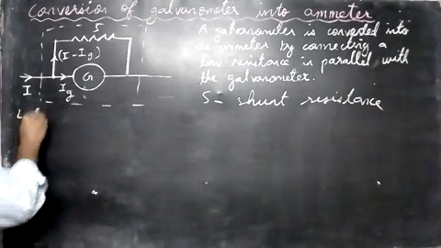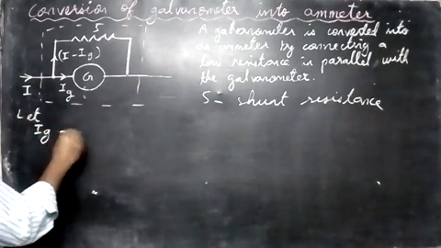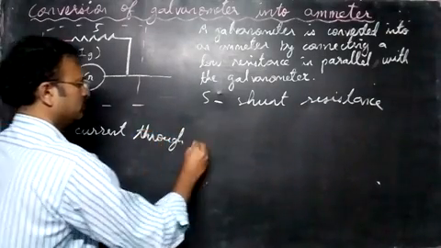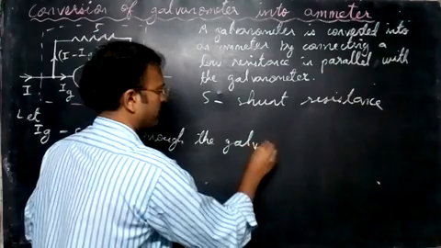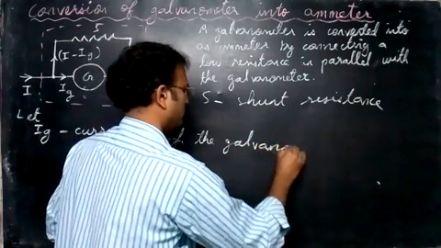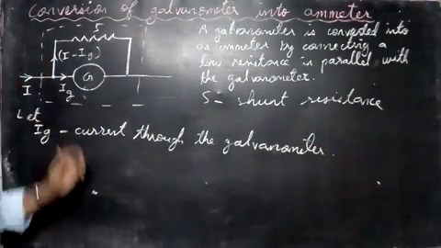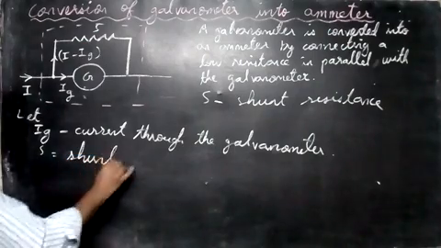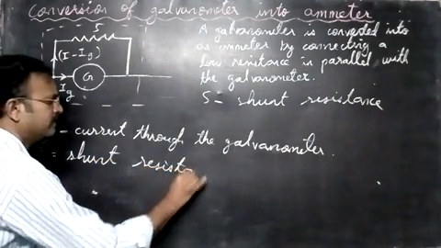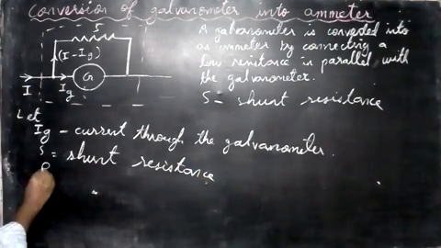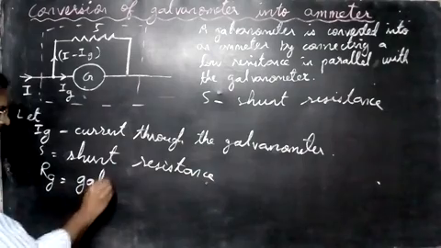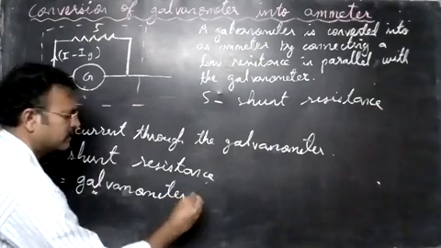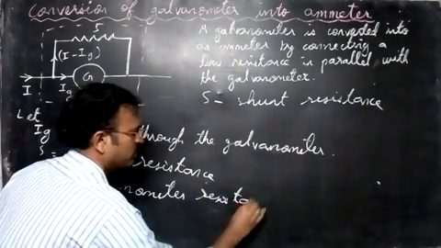Let Ig be the current through the galvanometer. S is the shunt resistance. And then we also have the galvanometer resistance, that we write as Rg. Rg means the resistance of the galvanometer. These things we must know first, what each term means.